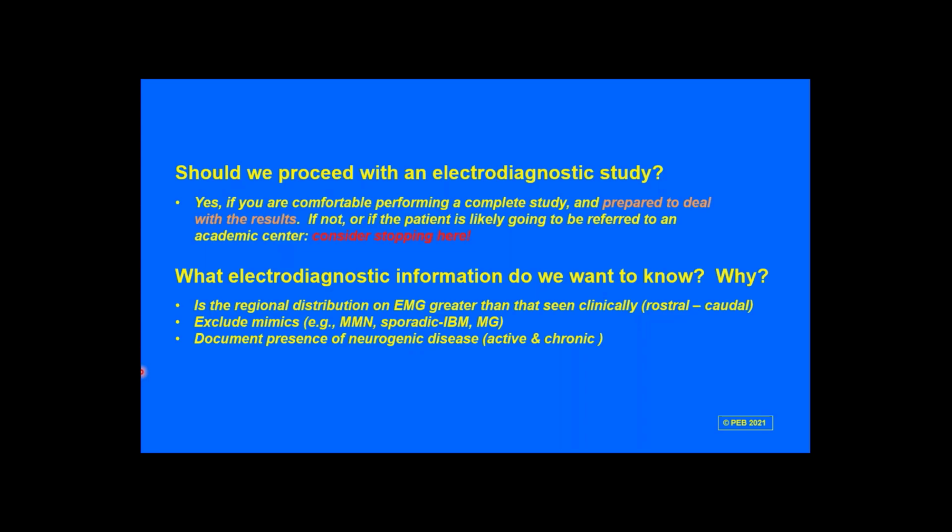So what electrodiagnostic information do we want to know and why? Is the regional distribution on EMG greater than that seen clinically, going rostral to caudal? We're going to obviously want to exclude mimics, that is multifocal motor neuropathy, sporadic IBM, myasthenia being the main ones we tend to think of, and documenting presence of neurogenic disease, active versus chronic.